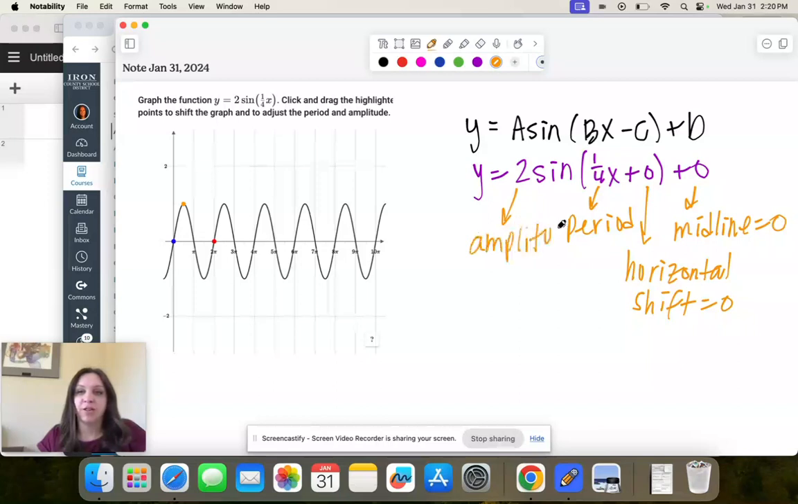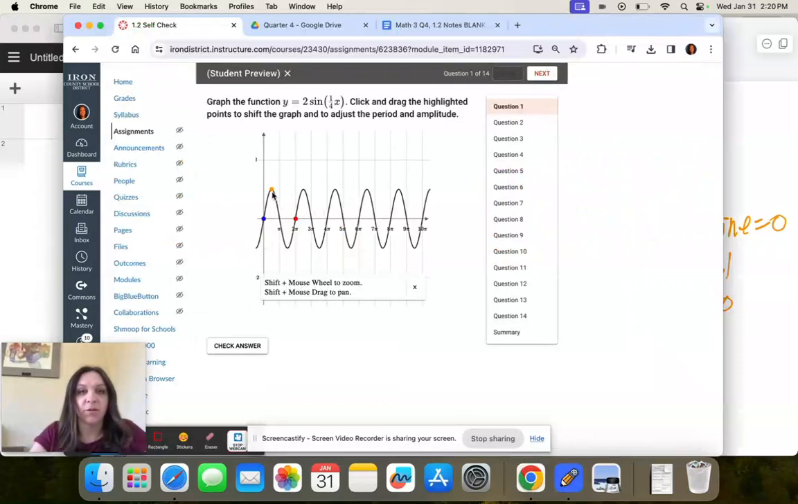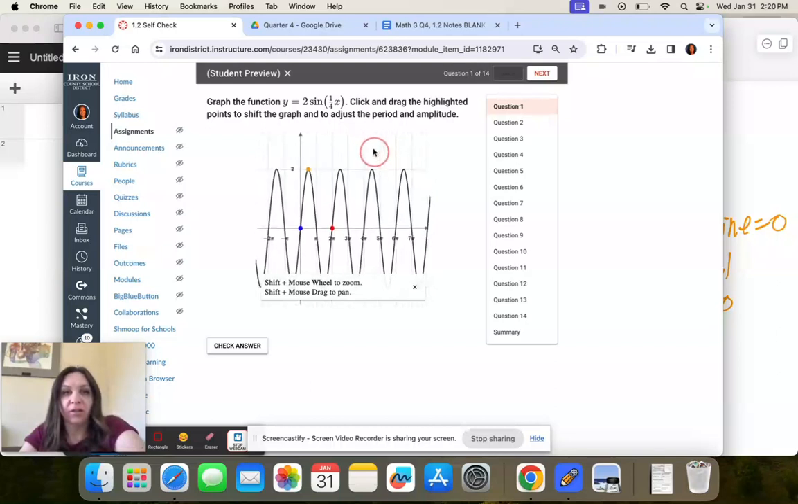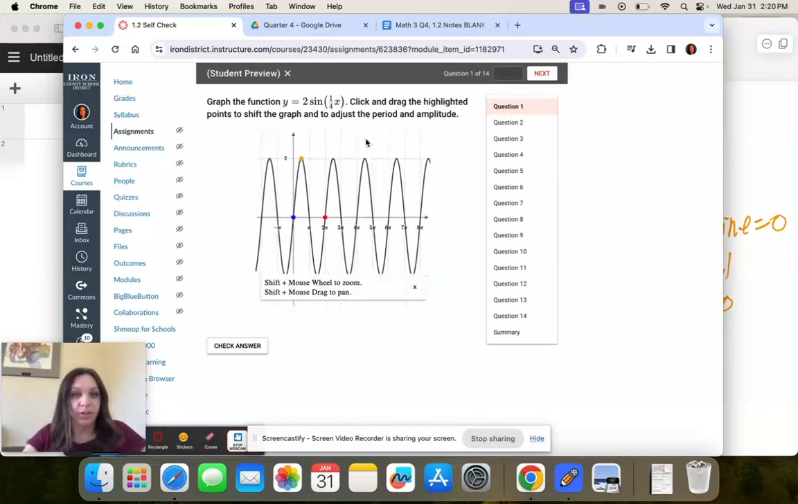So I'm going to start by keeping our midline right here. It's at 0, but our amplitude needs to go up to 2. So that needs to go up to 2. And you can drag this around if you want to look more. You do shift plus, and then you can move it as you hold down shift and plus. So I took our amplitude up from 0 to 2.